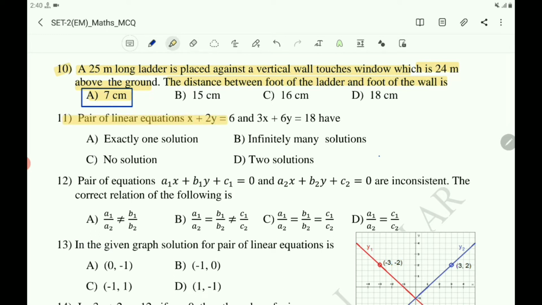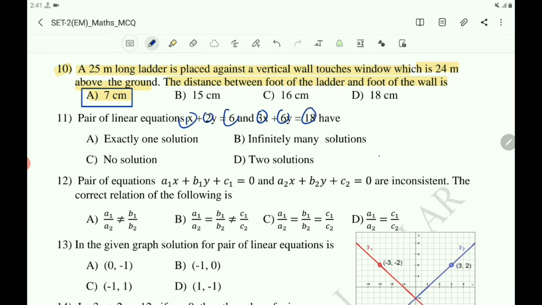Pair of linear equations x plus 2y equals 6, 3x plus 6y equals 18 have. Here you see the nature of the equation. Compare the ratios: 3 by 1, 6 by 2 and 18 by 6. You get 3 by 1, 3 by 1, 3 by 1. This is 3 by 1, 6 by 2 is also 3 by 1, and 18 by 6 is also 3 by 1.